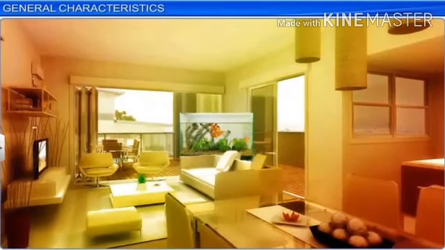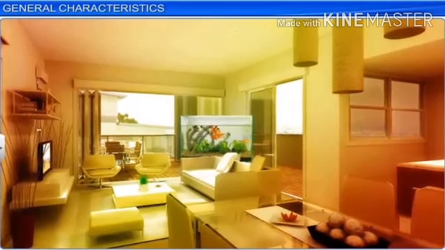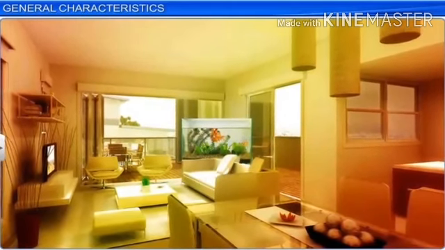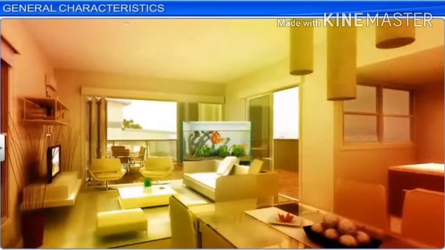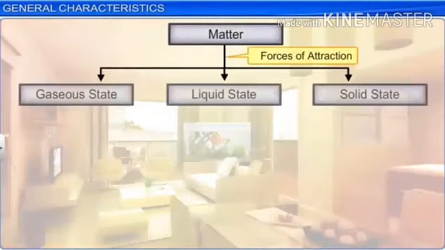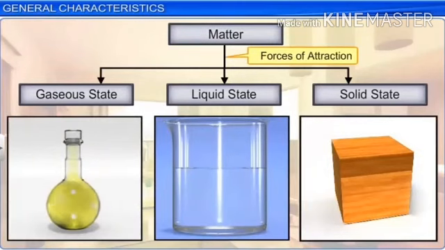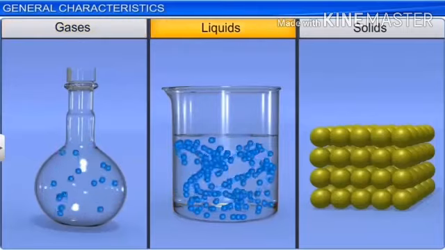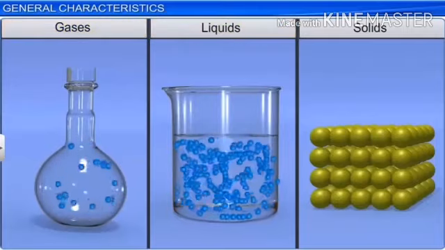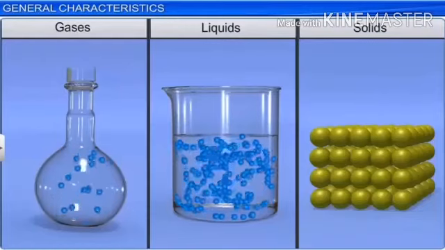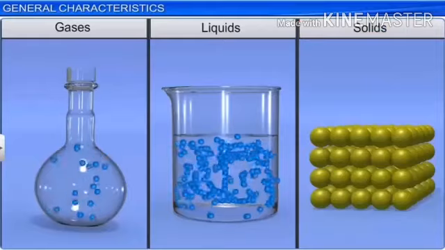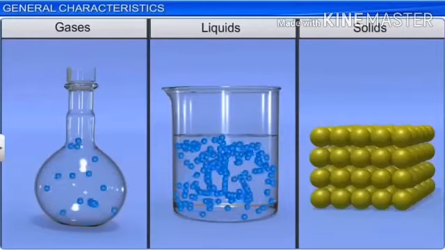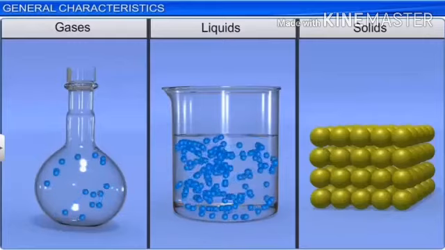We know that matter can exist in three different forms depending upon the force of attraction between their constituent particles. The three states in which matter exists are the gaseous state, liquid state and solid state. In the gaseous and liquid states, the particles are held far apart from each other, so they can undergo translational motion, rotational motion and whatever motion they need, and they will occupy all the space in a given container.